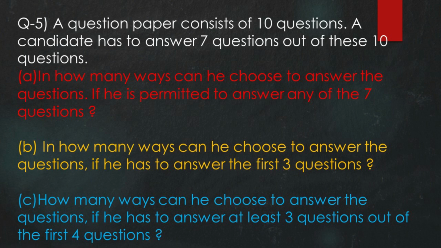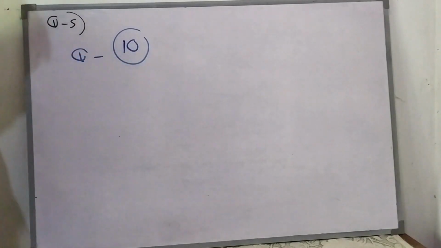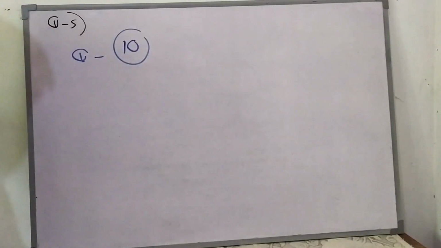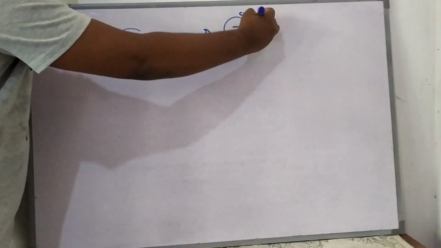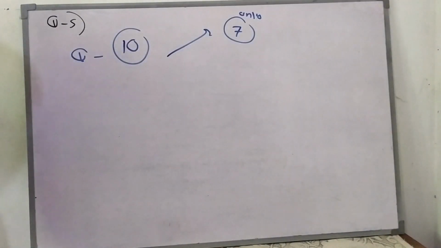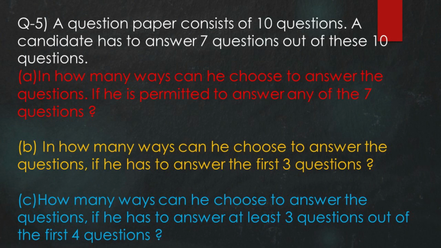Okay, so the paper consists of 10 questions, right? And the candidate has to answer only 7 questions out of these 10 questions. Part A, in how many ways can he choose to answer the questions if he is free to answer any of the 7 questions?